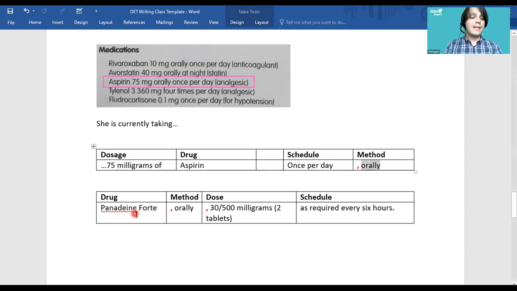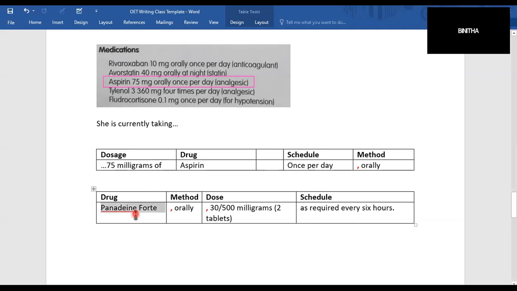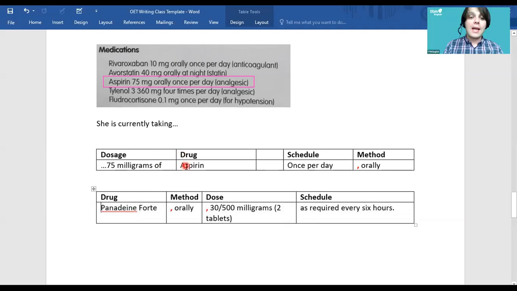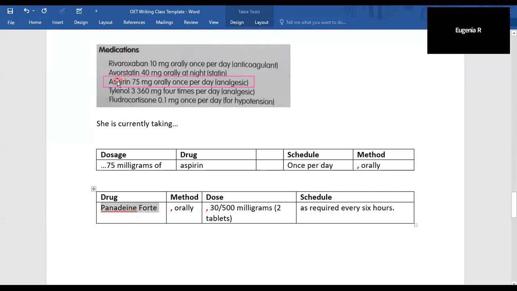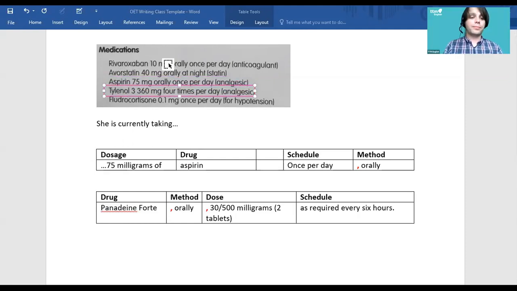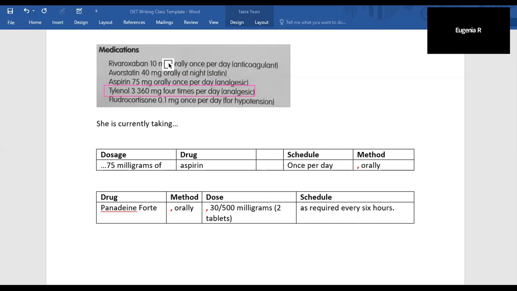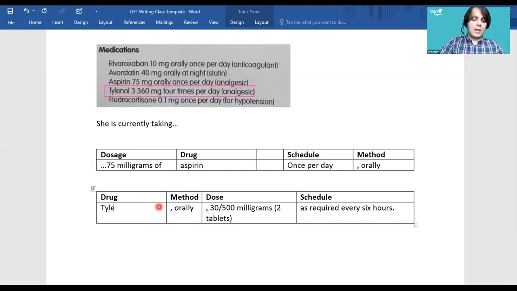Excellent. Easy, good. And now, Eugenia, what about this aspirin? Aspirin, small letter A. Is it generic? Of course, it's generic. Yes. Okay, good. Eugenia, let's do aspirin. We'll do it this way. Oh, you want to do Tylenol? Okay. No, that's fine. Go on. She's currently taking Tylenol.